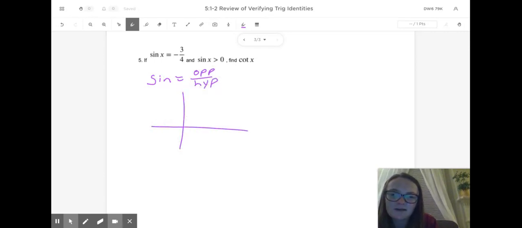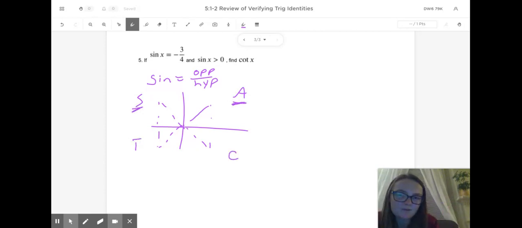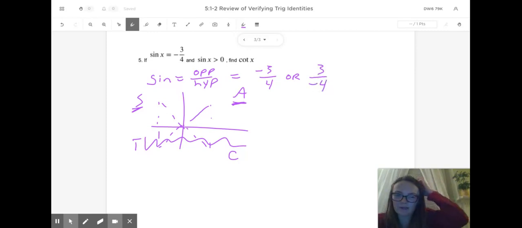In fact, I think I saw someone do this immediately when they had the problem, and I was really proud of them. All right, so we're going to draw this triangle. I know that sine has got to be greater than 0. If I think about All Students Take Calculus, sine is only positive here and here. So I'm going to forget about these regions. I'm going to forget about those regions. All right, so I know that sine is going to be equal to negative 3 over 4, or it's equal to 3 over negative 4. So I just got to figure out which one.